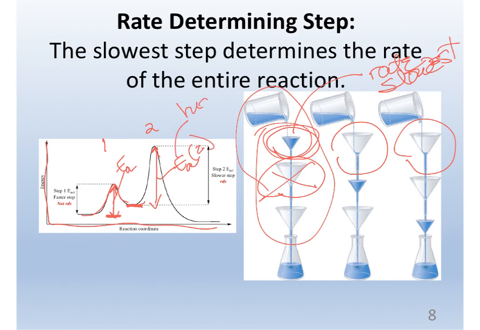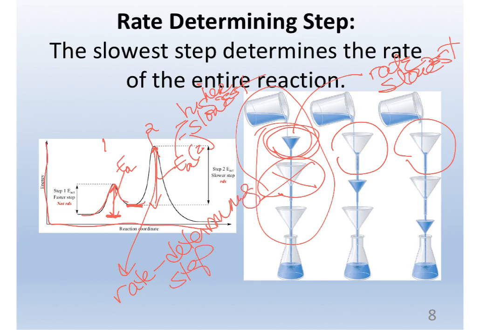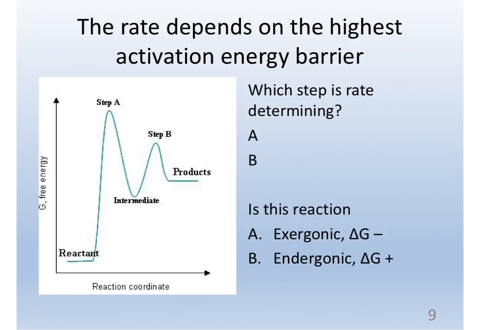It's much higher than step 1, which means it is the slowest step, which also means step 2 is the rate determining step. So if you're not outright told what is the slowest step, but you're given an energy profile, you want to look for the largest activation energy, and that is the slowest step.